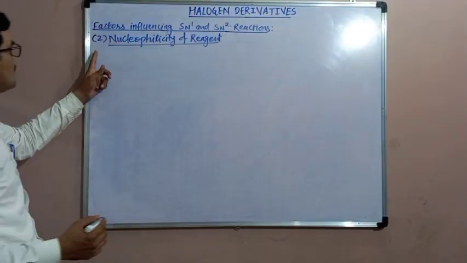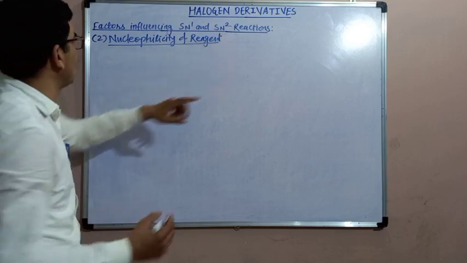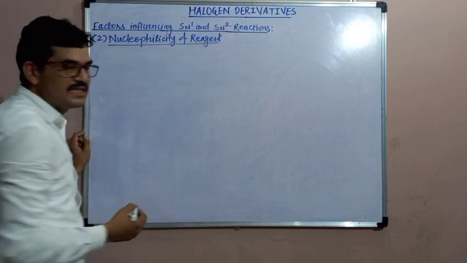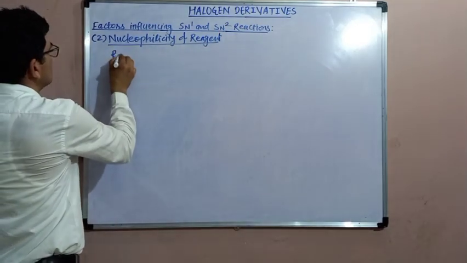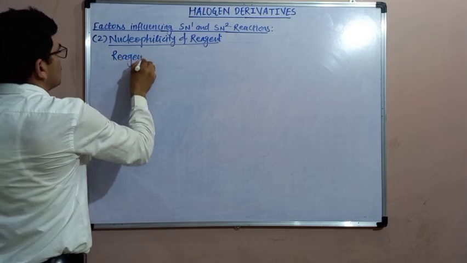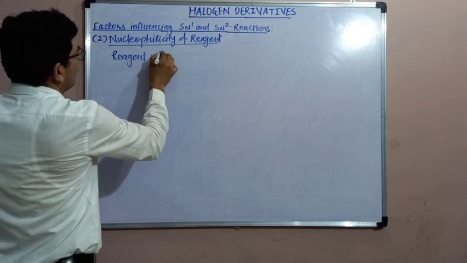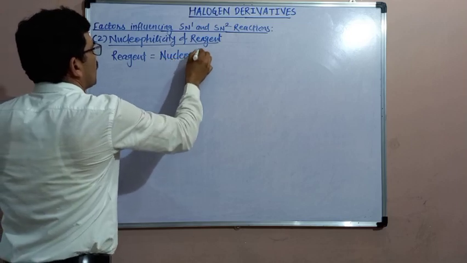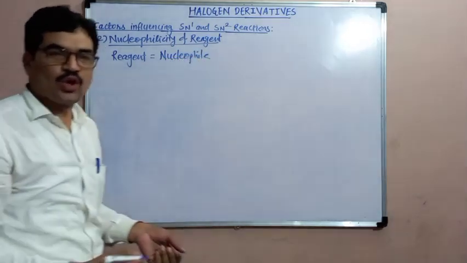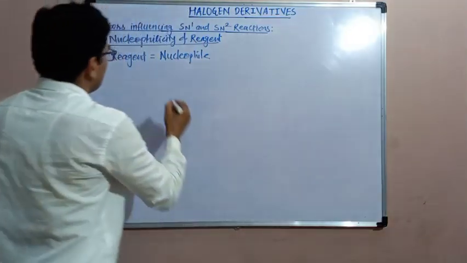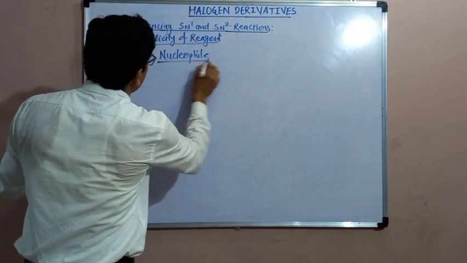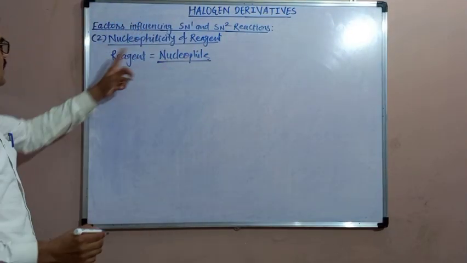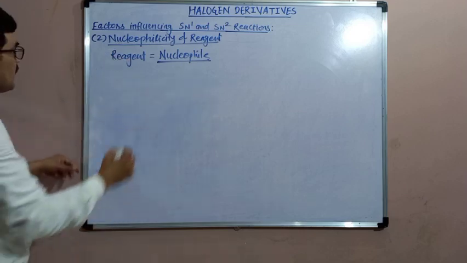The next factor which affects the SN1 and SN2 reactions is the nucleophilicity of the reagent. Here, reagent is nothing but the nucleophile, which attacks the electrophilic center of the alkyl halide, that is the carbon atom of the alkyl halide. This nucleophile is said to be the reagent.